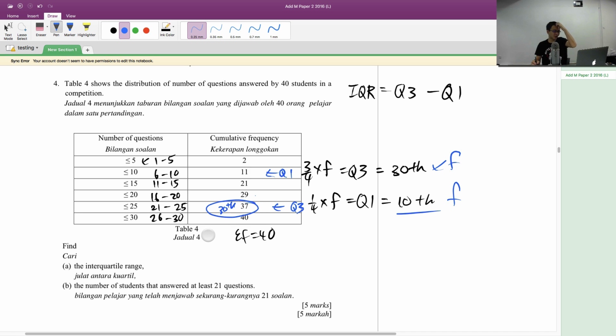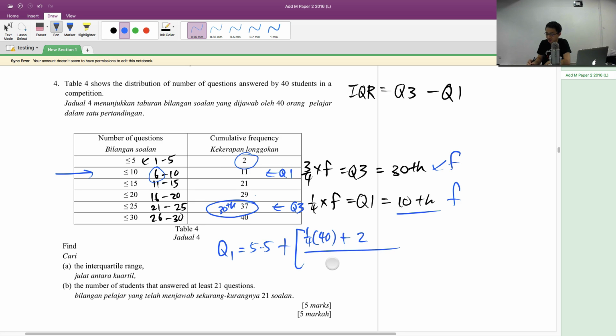Alright, if you understand this one, then we have to use the formula. So let me do Q1 first. Q1 is in this class, isn't it? So let me find the value of Q1. The first thing I will take is the lower boundary of Q1, which is 6 minus 0.5 is 5.5, plus 1 over 4 multiplied by n, which is 40, minus the cumulative frequency before the class. So this is Q1, right? The cumulative frequency before is just 2.